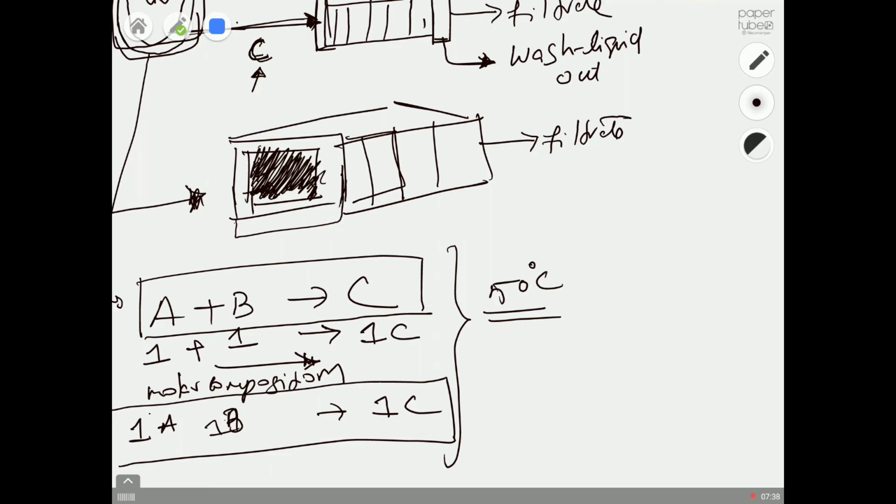And what else do we have to remember? Let me check the notes, what we need to do. Yes, and a few more things.